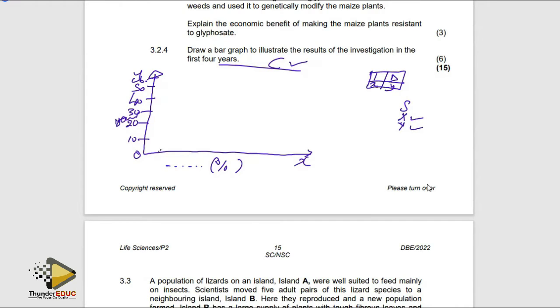And then now you're going to have to draw your bar graphs. It must be straight. Don't forget that these bars must be straight.